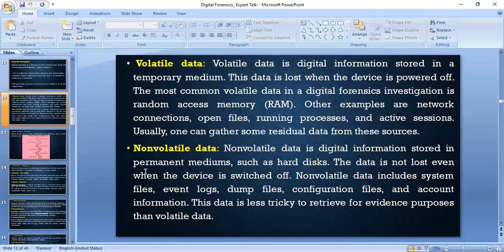While storing the data, we know that we have two types of memory, volatile memory and non-volatile memory. The volatile data is digital information stored in temporary media. So whatever volatile memory you have is a temporary one, and non-volatile is a permanent one. Why is this point included in this presentation? Because when you store any evidences, you are storing that evidence either temporarily or permanently, because we know that solving a case is not a one-day task.